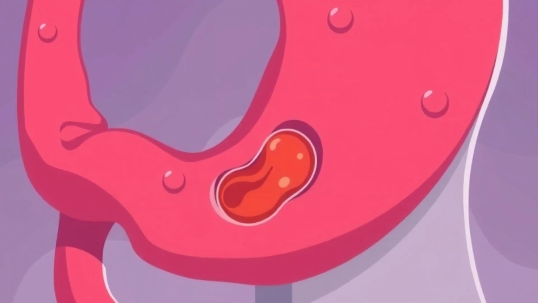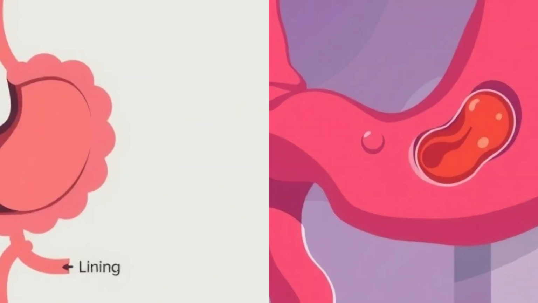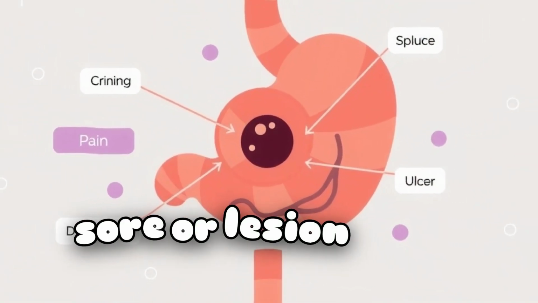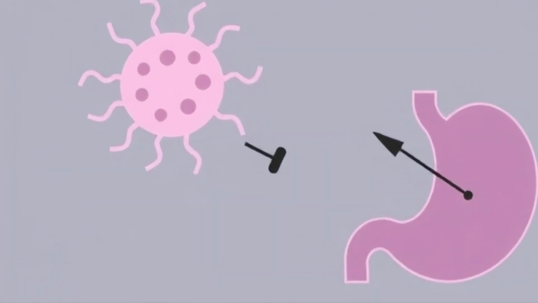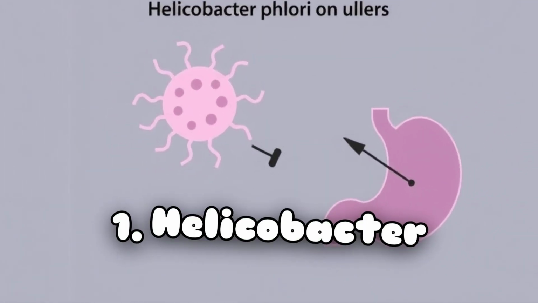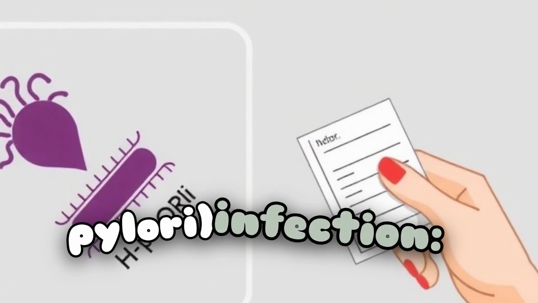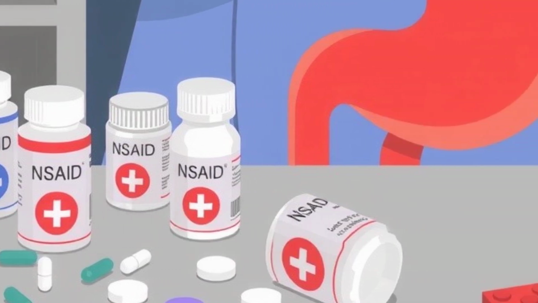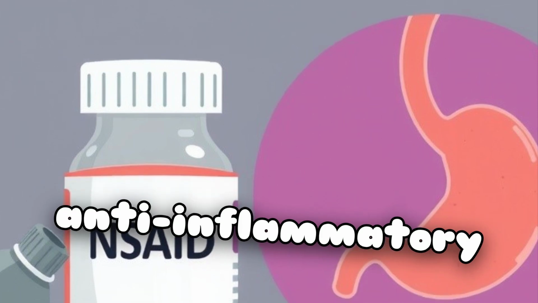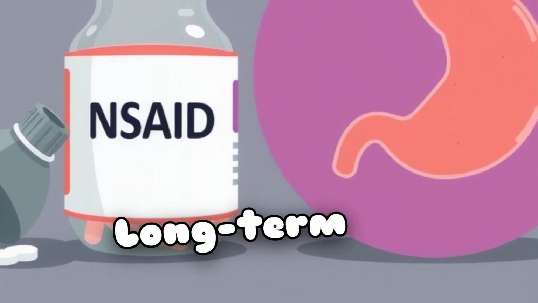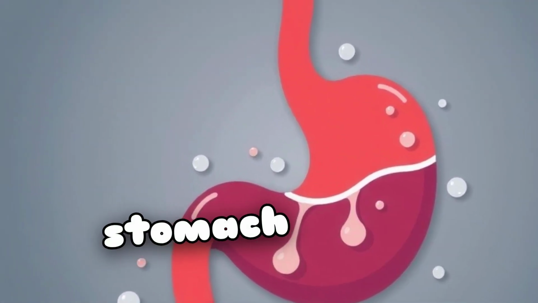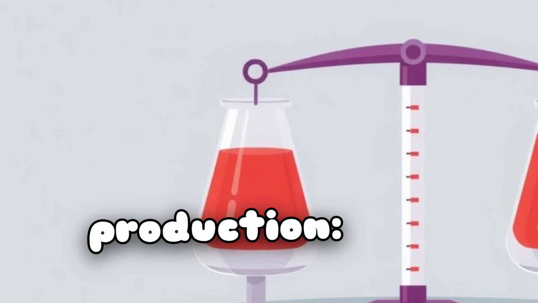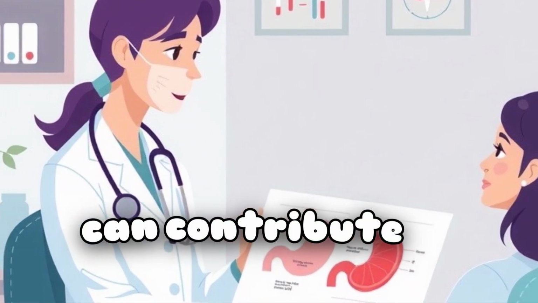Gastric ulcer. A gastric ulcer is a type of peptic ulcer that occurs in the stomach lining. It's characterized by a sore or lesion that can cause pain and discomfort. Causes: 1. Helicobacter pylori, H. pylori infection, a bacterial infection that can cause inflammation and ulcers. 2. Nonsteroidal anti-inflammatory drugs, NSAIDs. Long-term use of NSAIDs can irritate the stomach lining, leading to ulcers. 3. Excessive acid production. High levels of stomach acid can contribute to ulcer formation.